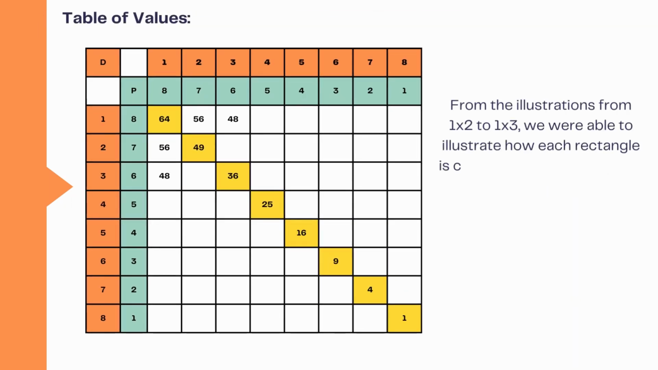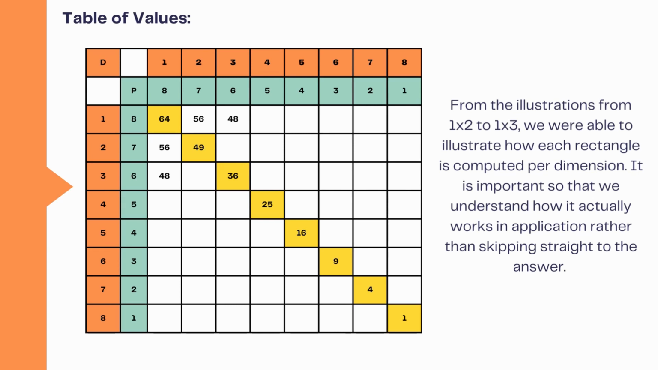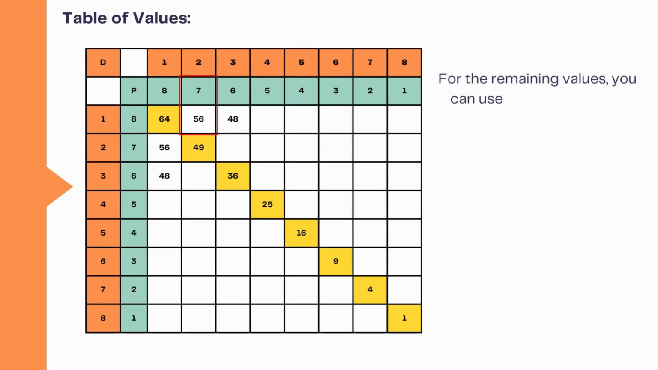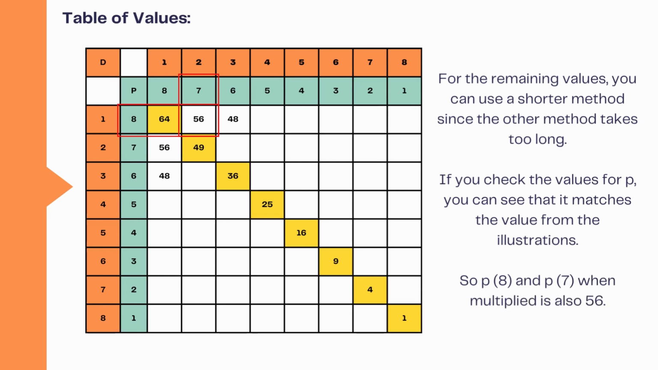From the illustrations from 1 by 2 to 1 by 3, we were able to illustrate how each rectangle is computed per dimension. It is important so that we understand how it actually works in application rather than skipping straight to the answer. For the remaining values, you can use a shorter method since the other method takes too long.